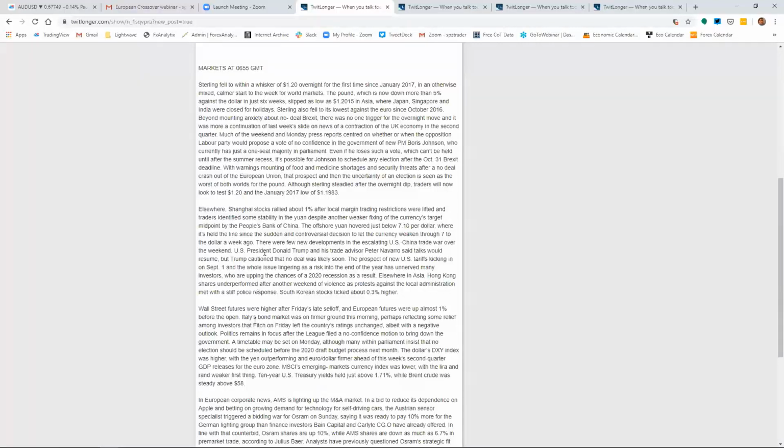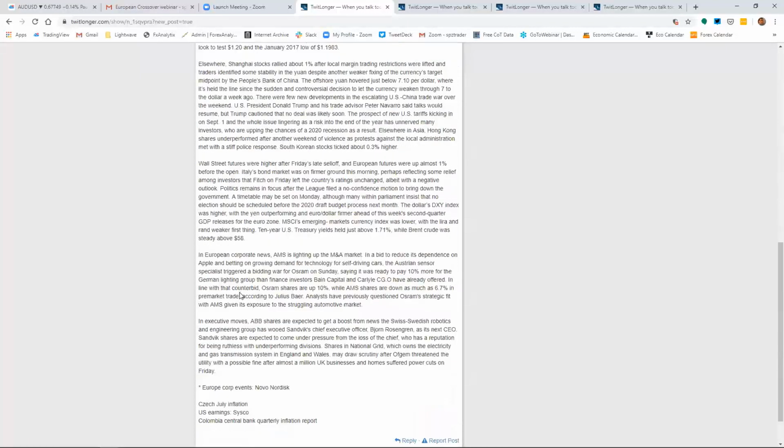Wall Street futures were higher after Friday's late sell-off, and European futures were up almost 1% before the open. Italy's bond market was on firmer ground this morning, perhaps reflecting some relief among investors that Fitch on Friday left the country's ratings unchanged, albeit with a negative outlook. Politics remains in focus after the League filed a no-confidence motion to bring down the government. A timetable may be set on Monday.